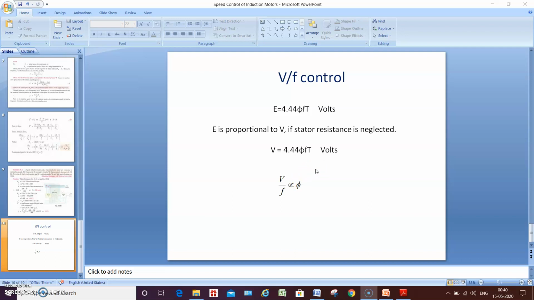What is the drawback of the flux getting decreased in the motor operation? What will happen immediately? It will reflect in the torque. What is the torque equation? The general equation of torque for any motor is torque proportional to phi into I, where phi is the flux and I is the current drawn from the source. Since the torque is proportional to the flux, if the flux is decreasing, the torque produced by the motor will be decreasing.